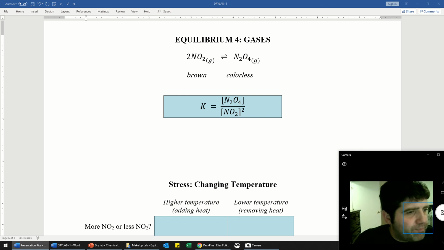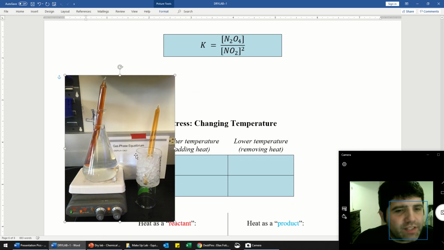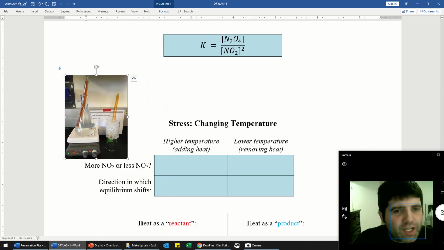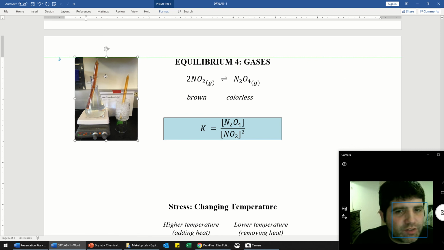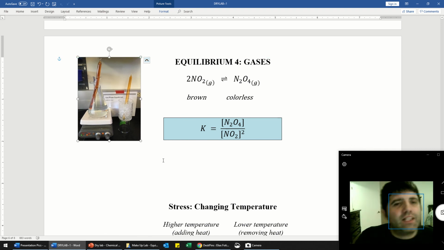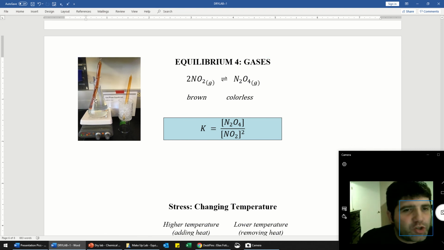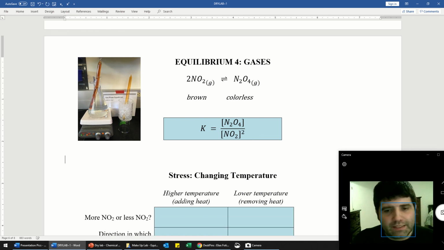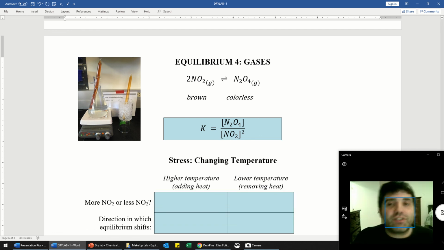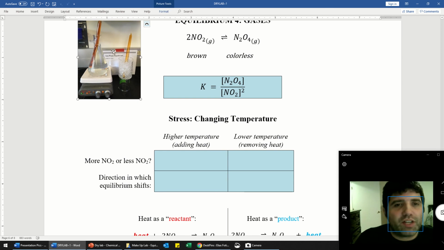Okay, let me show you a picture of it. What we're going to be looking at for this one is changing the temperature. We're not going to be adding or removing a reactant or a product. Well, not really. Here's this tube that's filled with this system at equilibrium. On the left, a flask is heating up a water bath, and that's heating up the tube. Over on the right, we have the same tube, but in an ice bath. So one's being heated, the other's being chilled. The stress that we're going to impose on it is changing the temperature. Higher temperature and lower temperature.